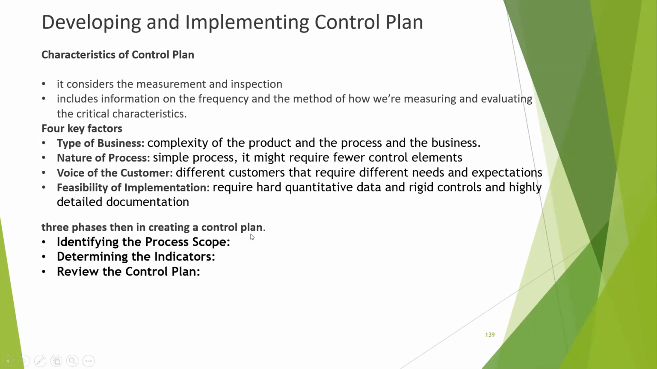Okay, there are 3 phases in creating a control plan. One, identify the process scope. For example, 90 plus, or we are saying that denial should be less than 5%. That's our process scope. And then determine the indicator. If it is denial, I should know what my charge is and what my denial percentage is, and those are my indicators here. For example, for 90 plus, I should know what my 90 plus is, based on the overall AR value. Then review the control plan and identify whether it is going in the right direction or not.